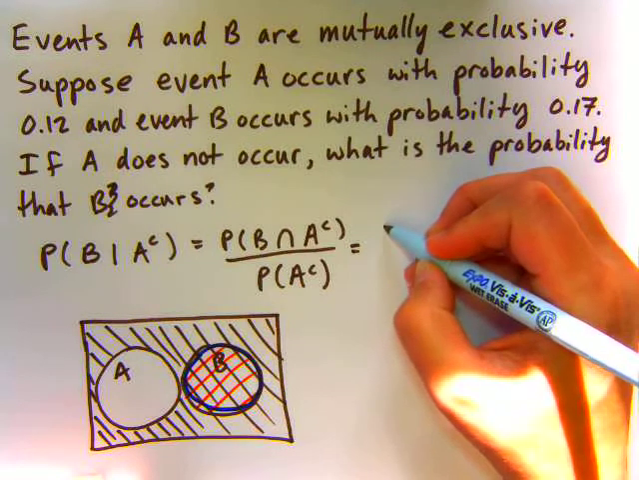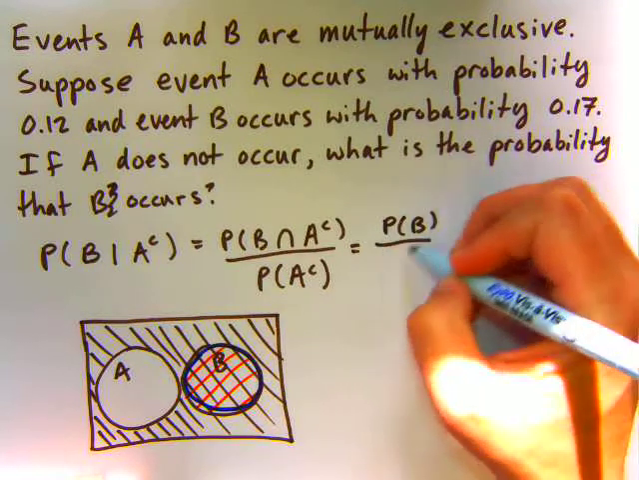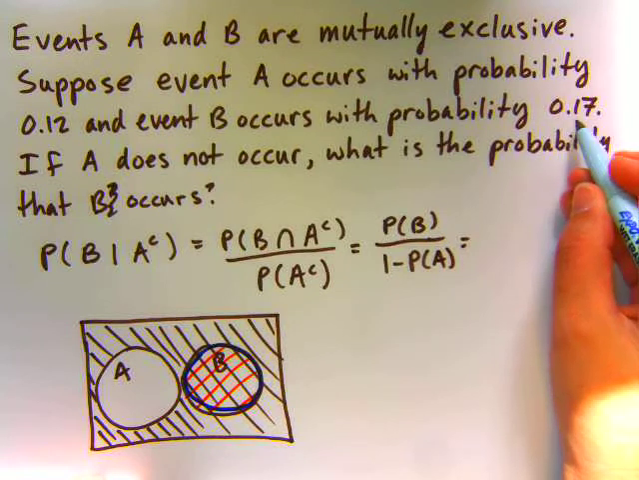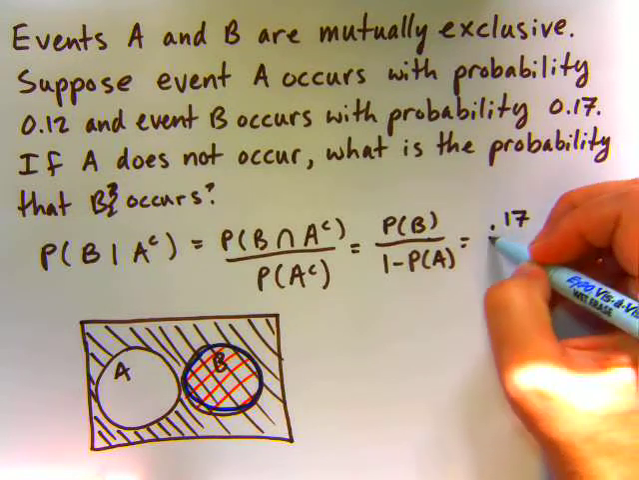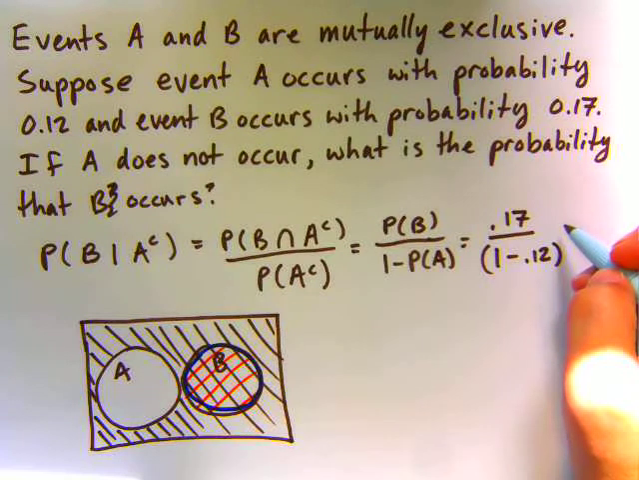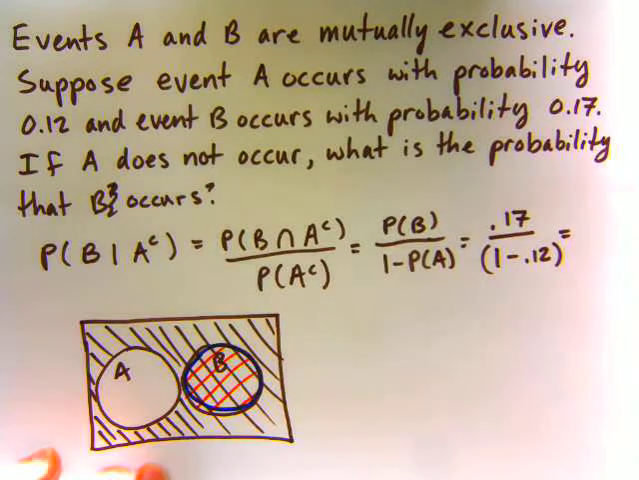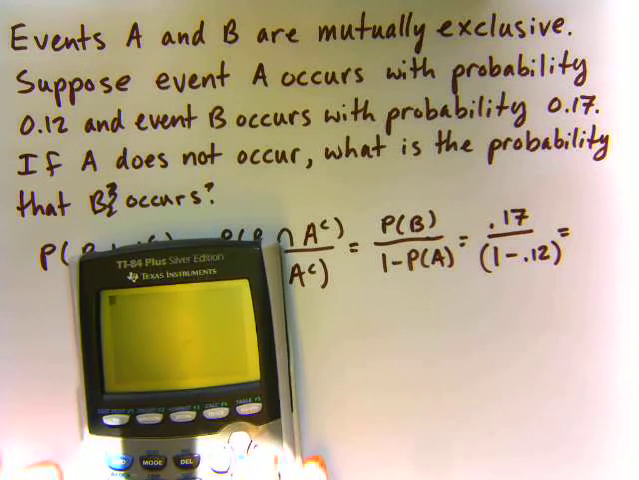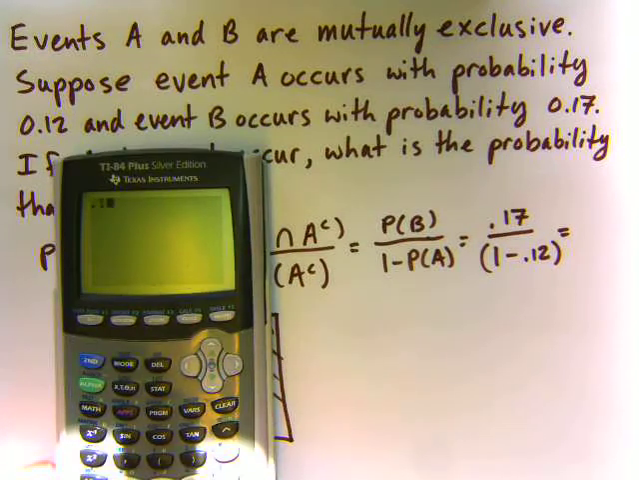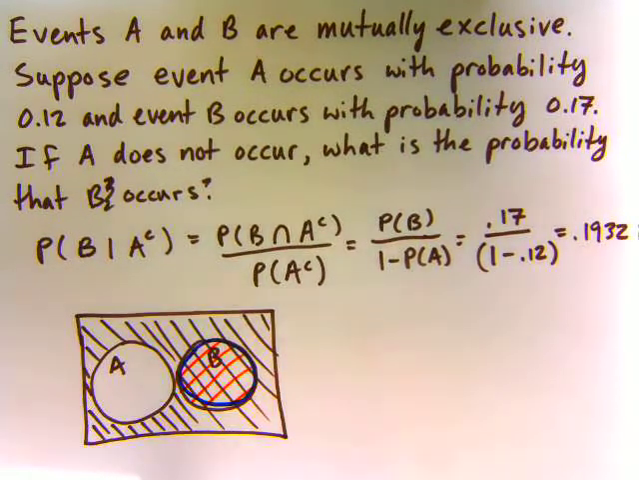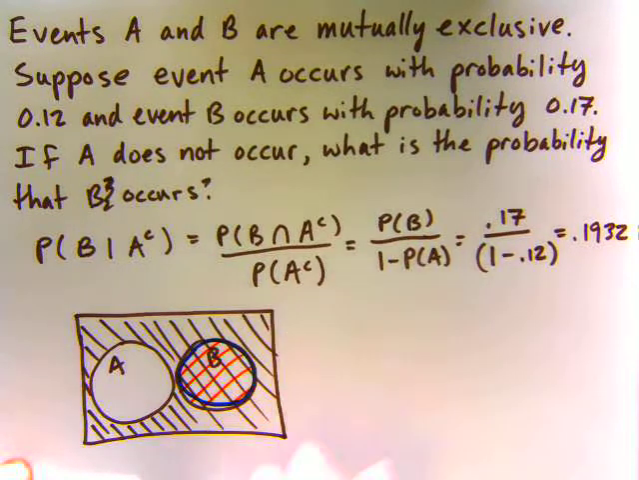So here, the top would just be equal to the probability of B over 1 minus the probability of A. And our probability of B, I changed the numbers on this particular example, would be equal to 0.17. And then we have 1 minus the probability of A, which is 0.12. Let's see. That comes out to be 0.1932. So it's helpful with these Venn diagrams sometimes, if you don't have context and you just have A's and B's, to draw them out.